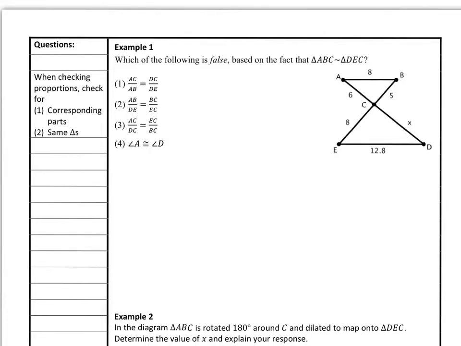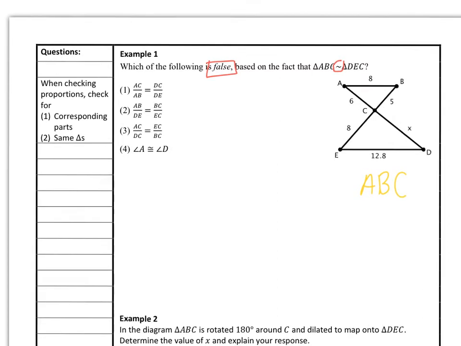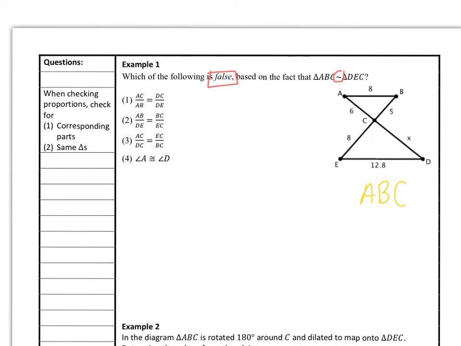Here we are with example number one, and it says, which of the following is false based on the fact that ABC is similar, remember that's your similar symbol, to DEC. The first thing I'm going to do is make my triangles match, because if you notice the letters, like we talked about before, A, B, C has to line up with D, E, C. My bottom triangle is already laid out like a triangle, so I'm going to flip this triangle so it looks the same.